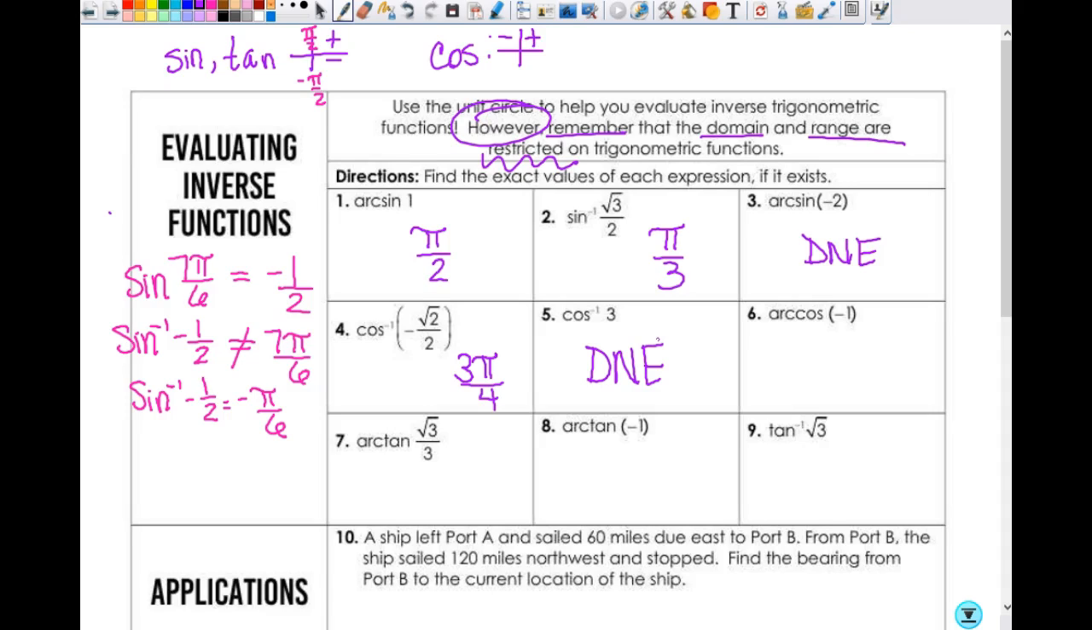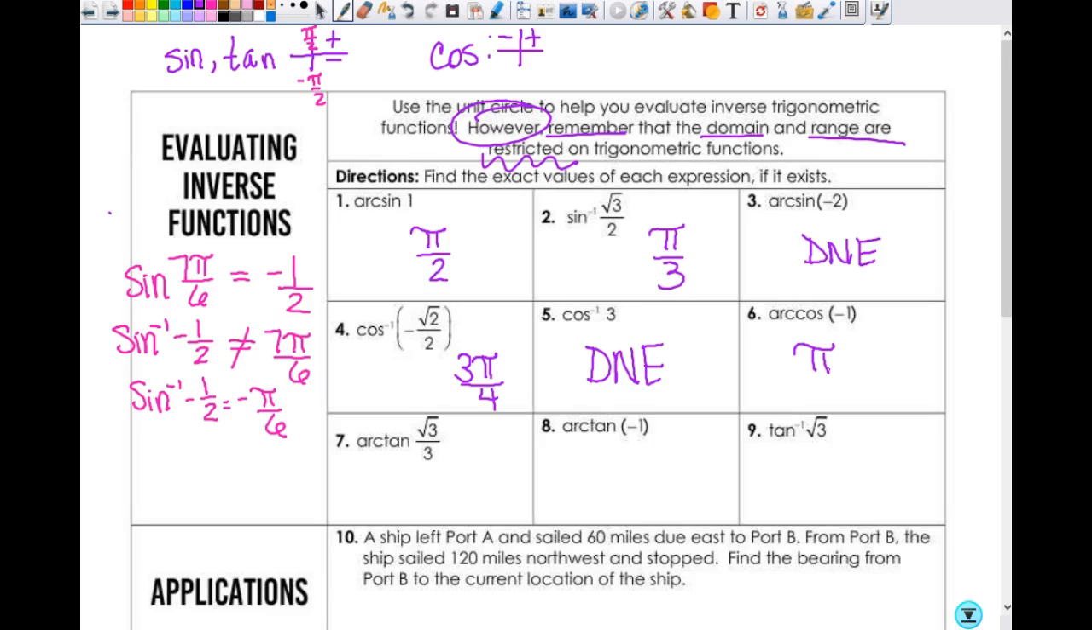So arc cosine of negative 1. What angle gives me a cosine value of negative 1? Pi, because cosine is your x, right? So negative 1 is over here, and I get to go from 0 to pi, so the answer is pi. We okay with all that so far?